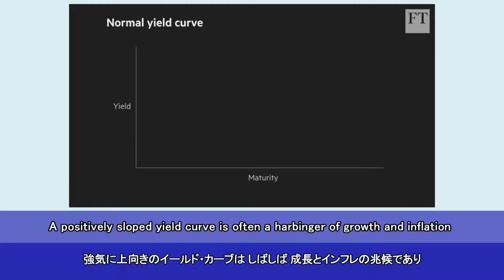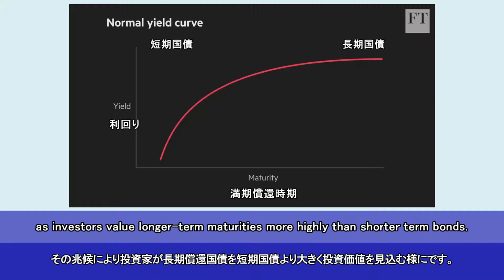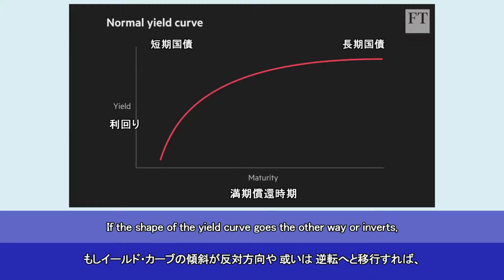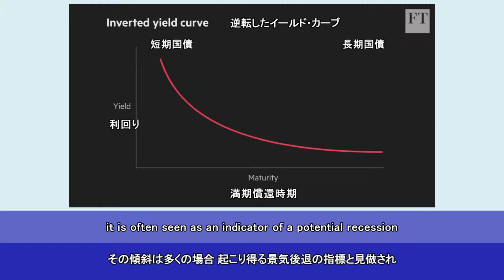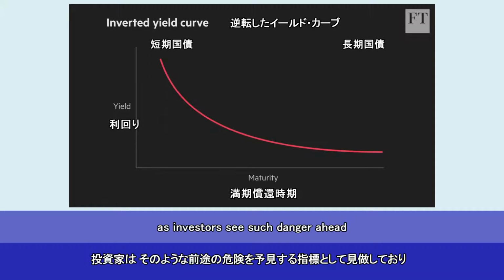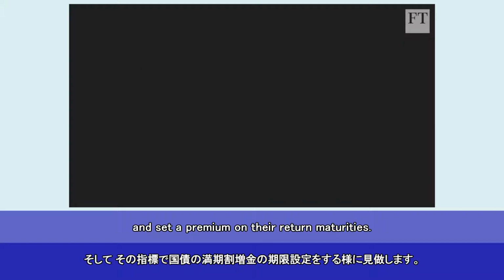A positively sloped yield curve is often a harbinger of growth and inflation, as investors value longer-term maturities more highly than shorter-term ones. If the shape of the yield curve goes the other way, or inverts, it is often seen as an indicator of a potential recession, as investors see such danger ahead and set a premium on nearer-term maturities.